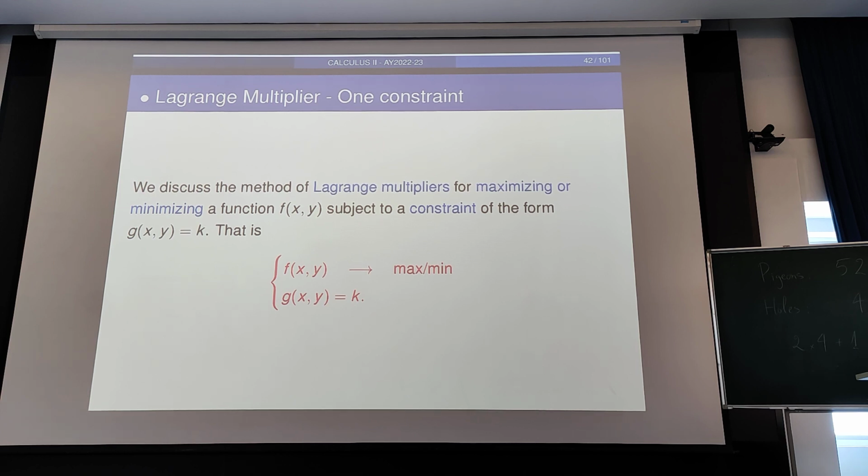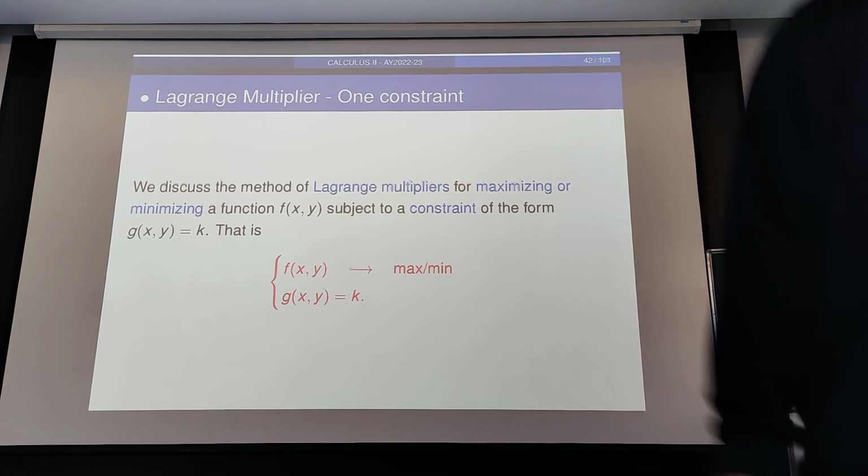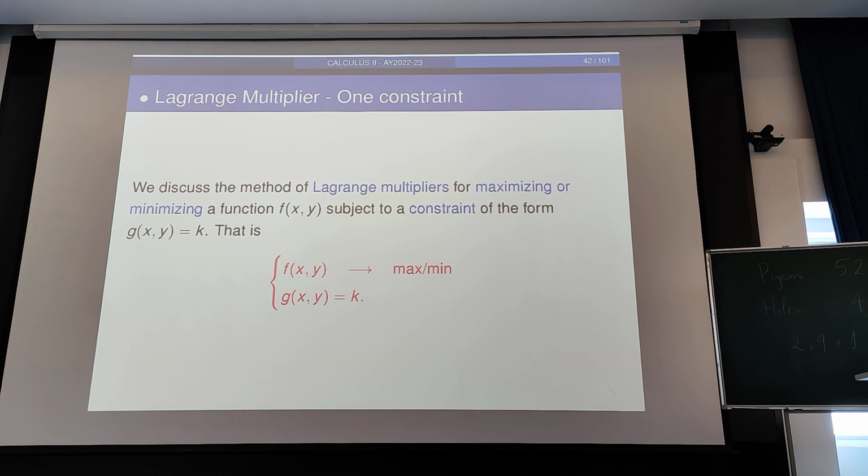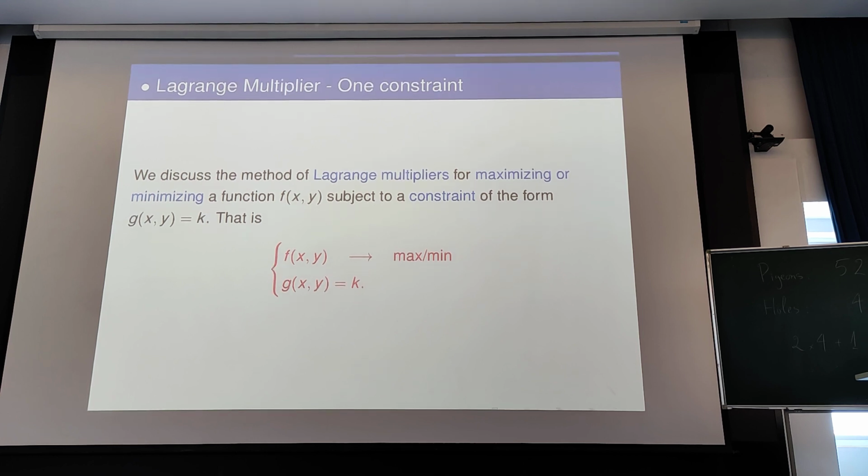Now we are going to see how to use the method of Lagrange multipliers to find the global extrema with a constraint. Here's the first form of a Lagrange multiplier with one constraint.